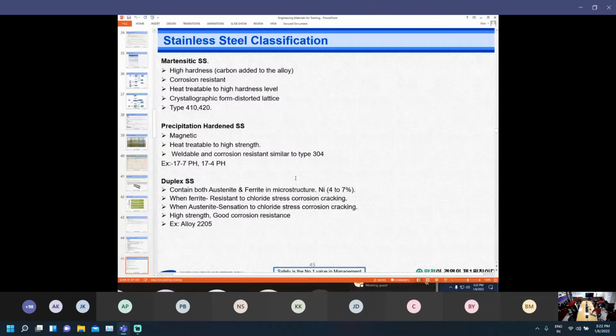Duplex. Suppose the microstructure of the material is austenitic and ferritic, then it is called a duplex stainless steel. Duplex stainless steel is quite a costly material, but it is very innovative and a very good material which is being used in every industry. It is good for chloride stress cracking, has good resistance to corrosion and high strength. Its strength is almost 1.8 to 2 times that of stainless steel.